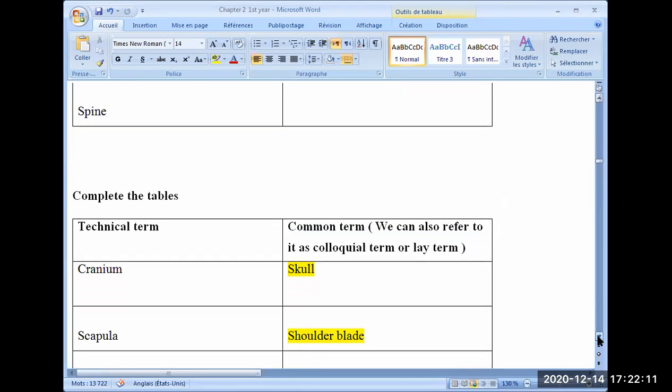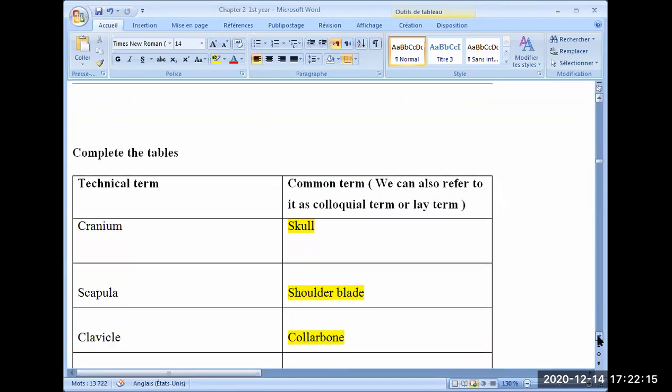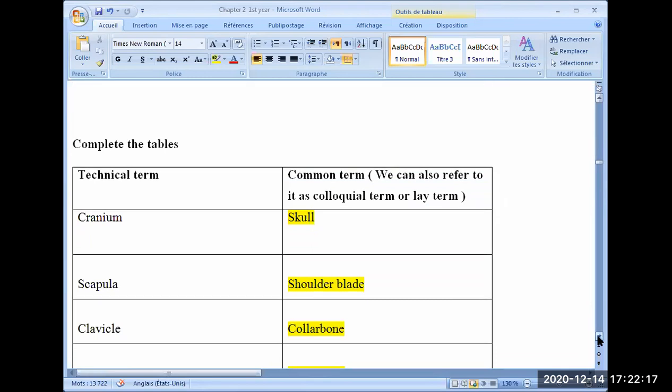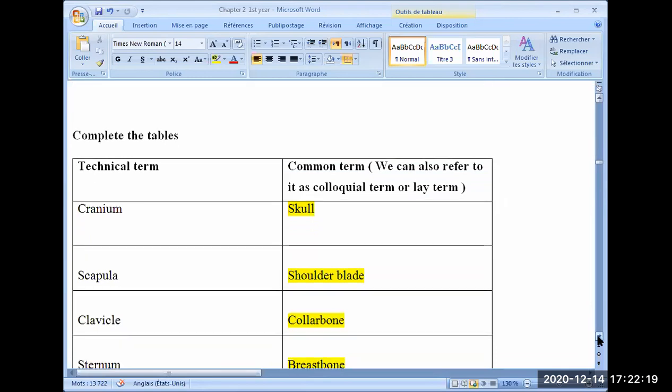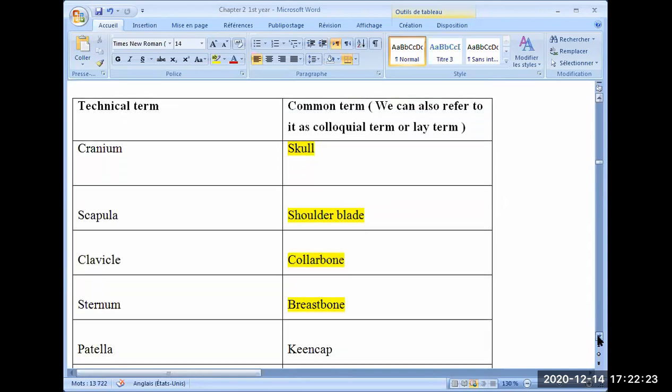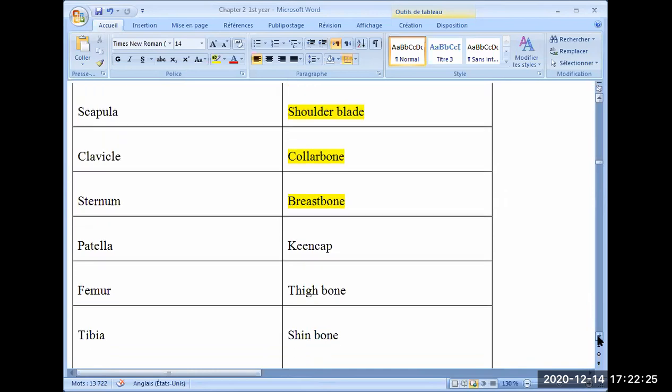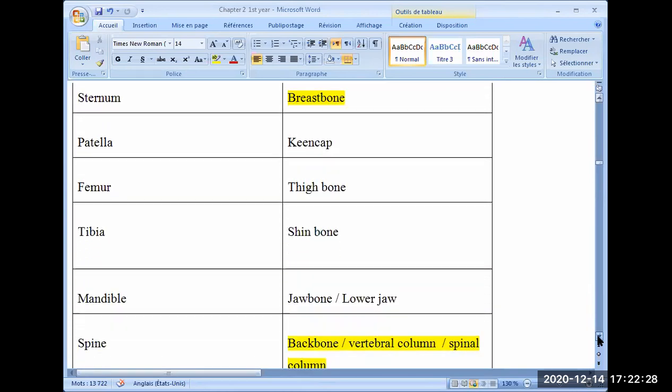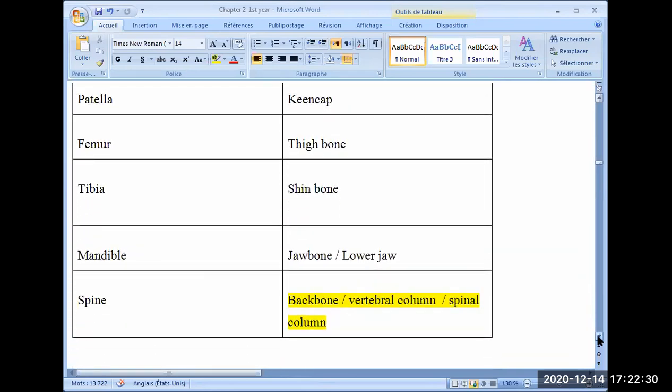The cranium can also be referred to as skull. Scapula is the shoulder blade. The clavicle is called the collarbone. The sternum is the breastbone. Patella is the kneecap, thigh bone, shin bone, jawbone, and backbone, vertebral column or spinal column.